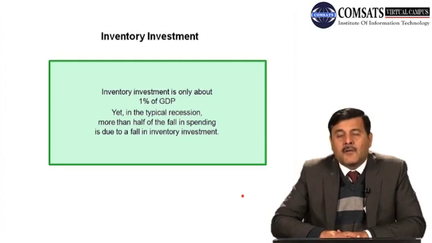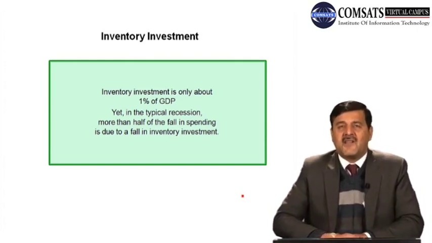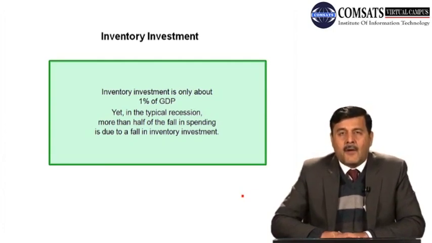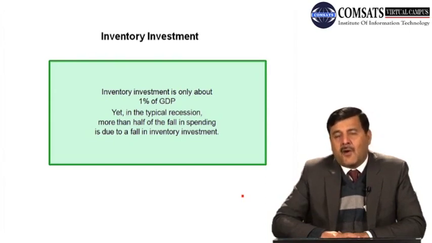Inventory investment is only about 1% of GDP in the economies, especially the US economy. But in a typical recession, more than half of the fall in spending is due to the fall in inventory investment. When a country goes into recession, economic activity slows down, output falls, employment falls, unemployment rises, and inflation increases. So what happens? Half of the fall in spending is due to the fall in inventory investment.